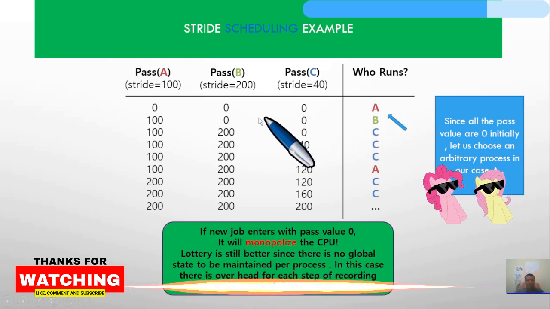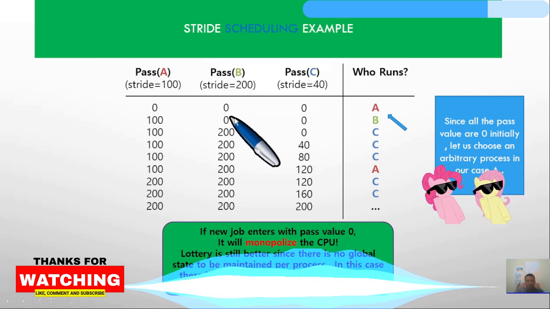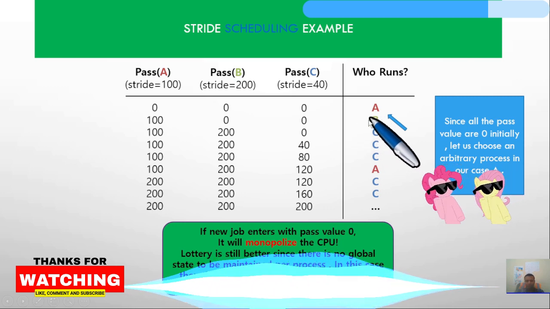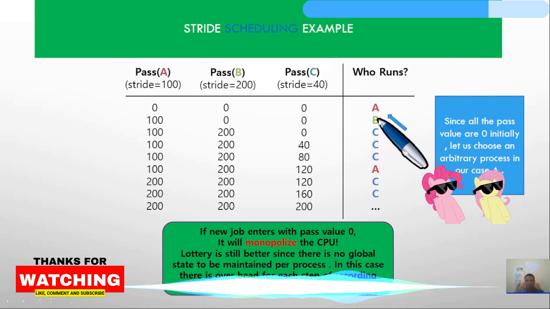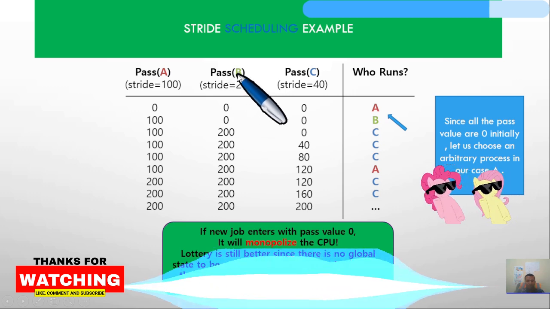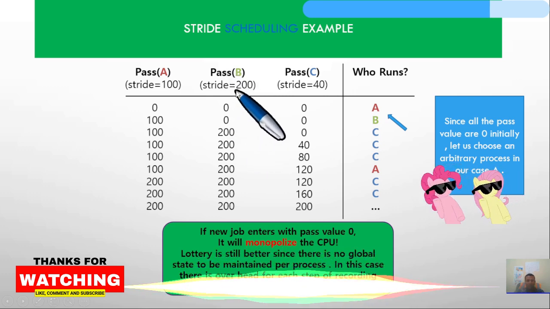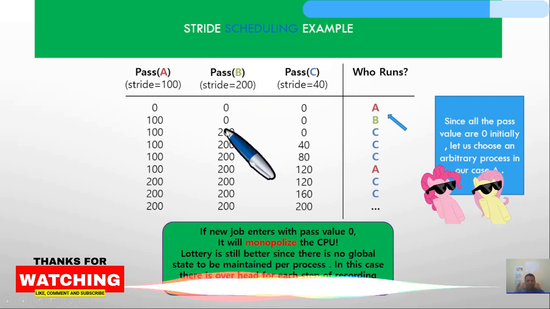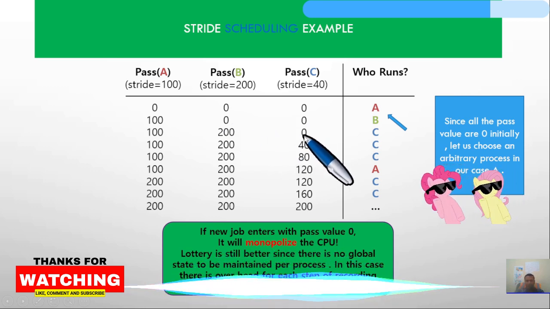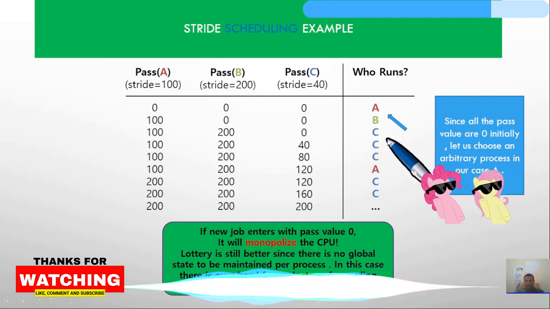Now again, both are 0, so let's say we pick B. So B is running on the CPU now. After some time, in the time quantum, B is completed. So what we are going to do in the third line is update the pass of B by the stride of B, 200. Now the lowest pass value is only C, because it is 0. C will continue now.